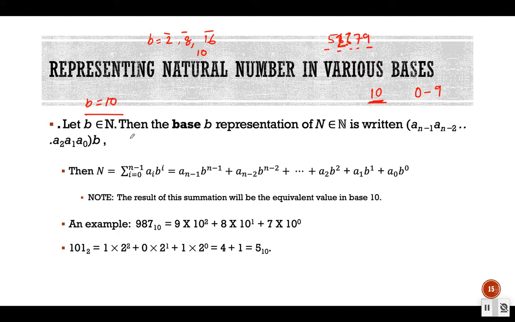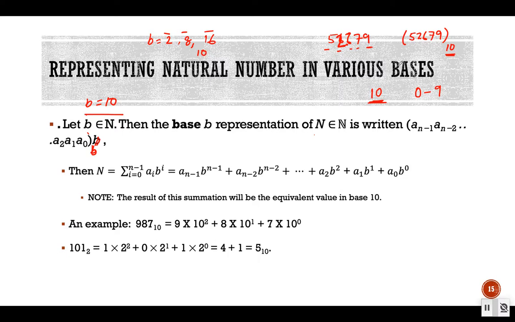Now, for any base b belonging to the natural numbers, the base b representation of n is written like this. Here b is written as a subscript. For example, this is our number in base 10, 5 2 6 7 9, and we write it like that. But we do not generally write the base because this is the most common base we use, so you can say that this is the default base. If we do not write which base we are using, that means by default we are using the decimal base, or base 10.